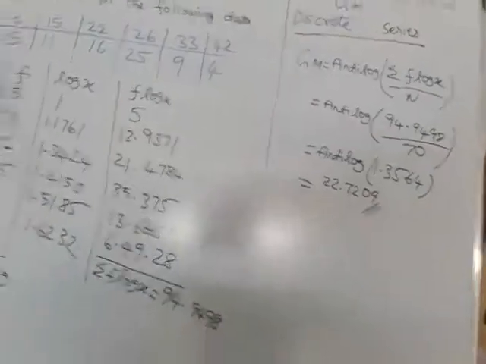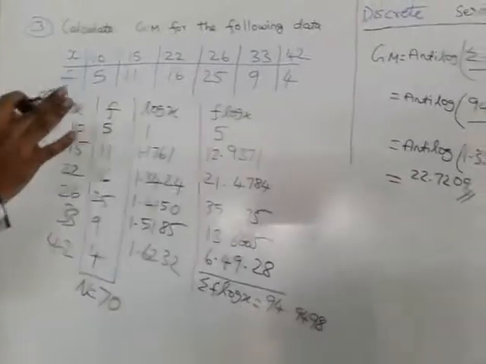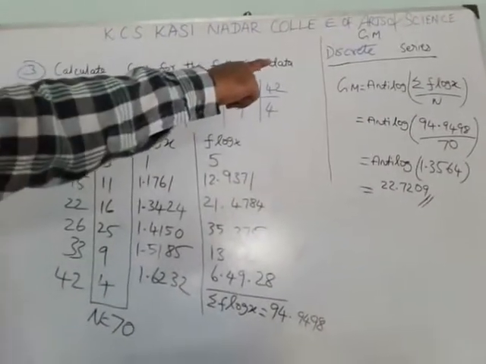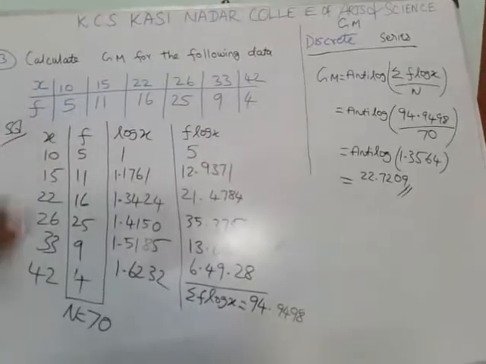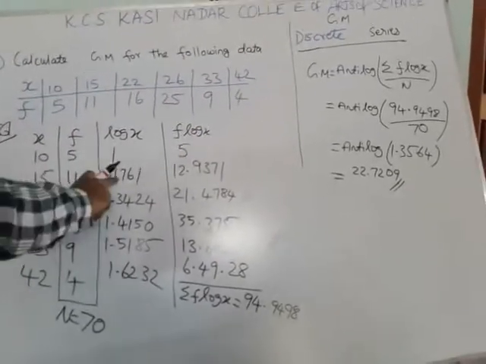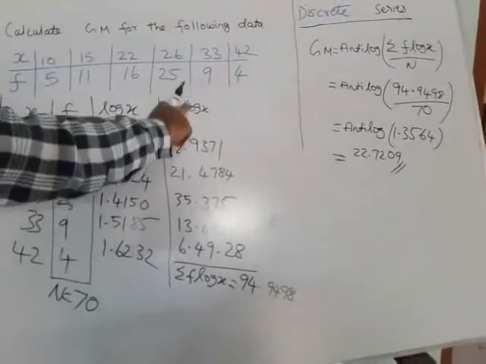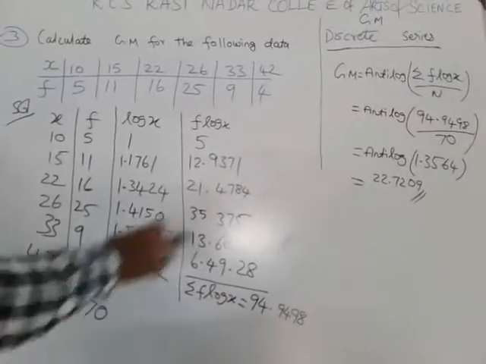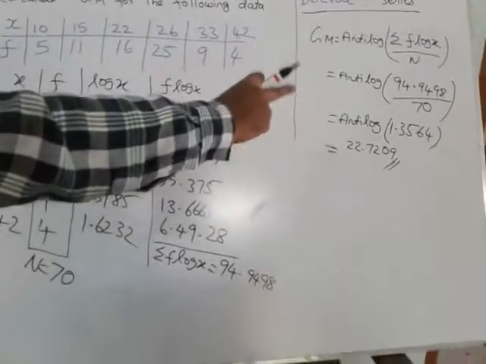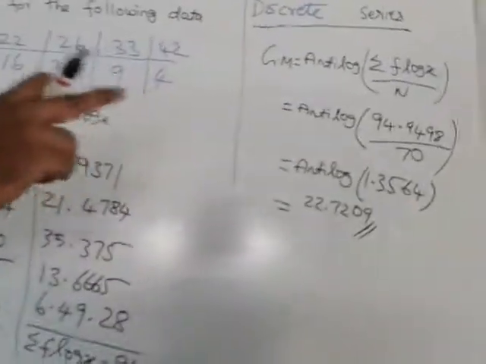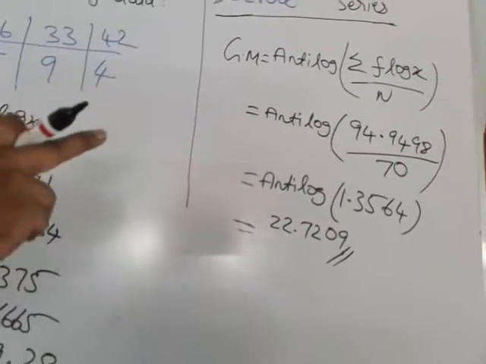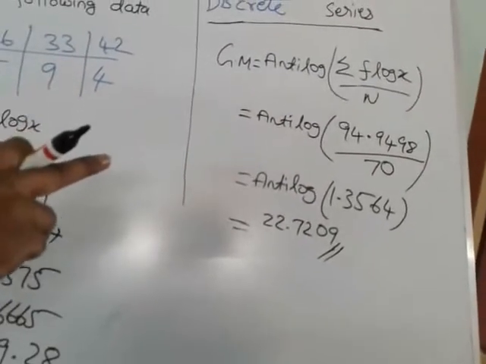I hope you understood this concept, discrete series. The discrete series formula is the antilog of summation f log x by n. They give x and f; find the log of the x values, multiply f log x, divide the f log x total by n, where capital N is the frequency total. After dividing, we get one value; find its antilog, that is our answer. Don't forget to find the antilog, that's the main thing.